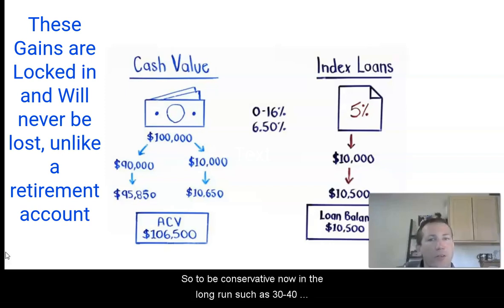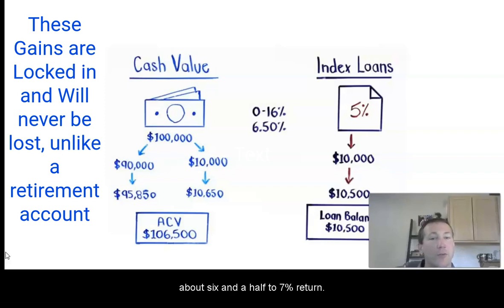Now, in the long run, such as a 30, 40-year time period, you're going to average about 6.5 to 7% return. And the very important part of it, you never pay any taxes on those returns. So it'd be like earning 9 or 10% or 11% inside of a taxable account. And to be conservative for this particular case, we're going to assume a 6.5% rate of return.